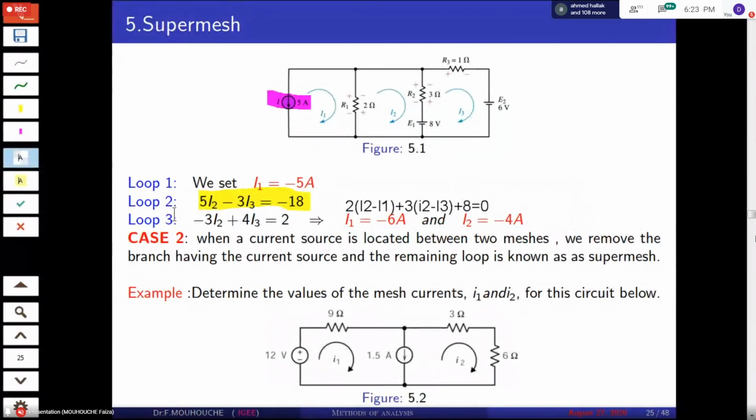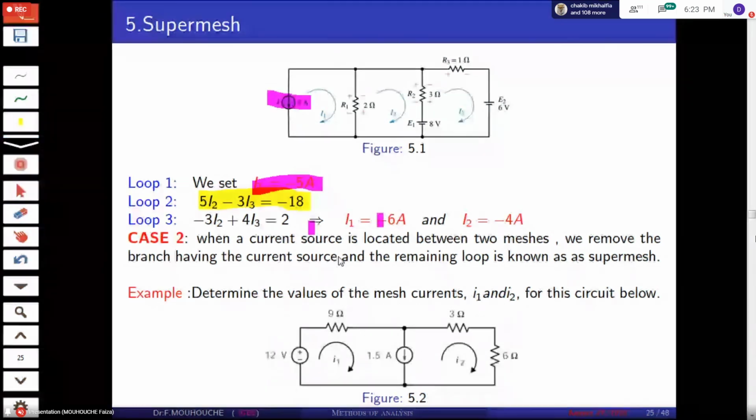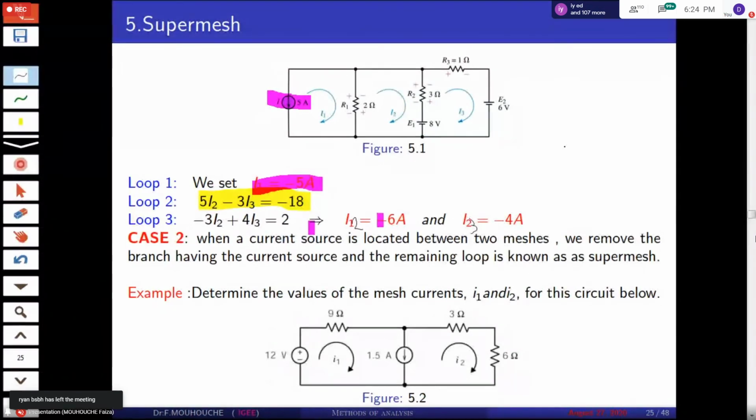Try to solve this equation by using Cramer's rule, and you will get the current I1, which is obvious. And this is A2. Sorry, there's an error here. Here we have A2. Check at your home today. This is the first case, when the current source is located in an independent mesh.